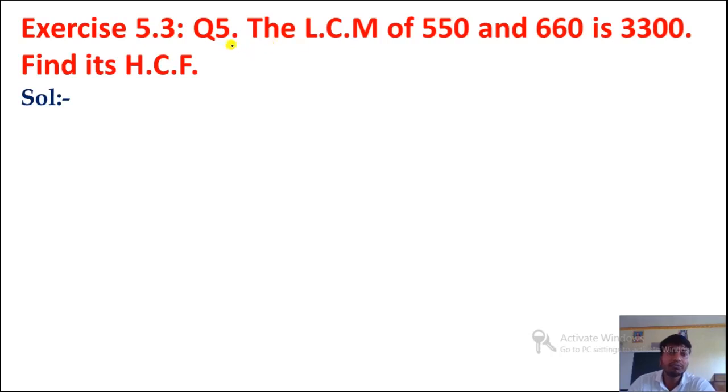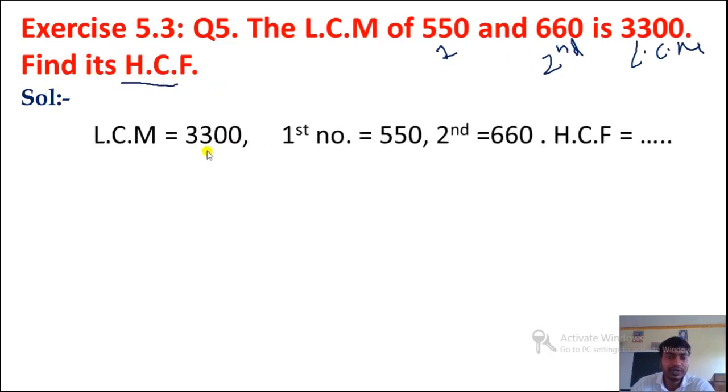Now we have the next question. The LCM of 550 and 660 is 3300. So this is the LCM here, and this will be the first number and this will be the second number. What we have to find out? We have to find the HCF. Clear? So LCM is 3300, first number is 550, second number is 660. We have to find out the HCF.